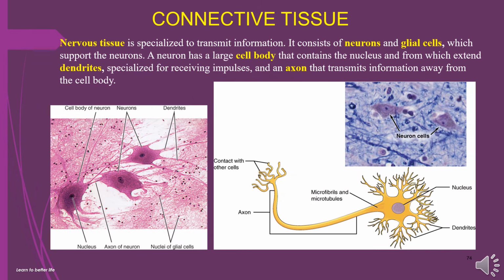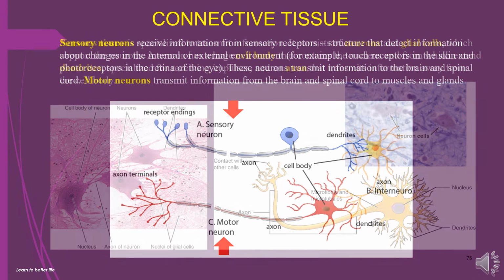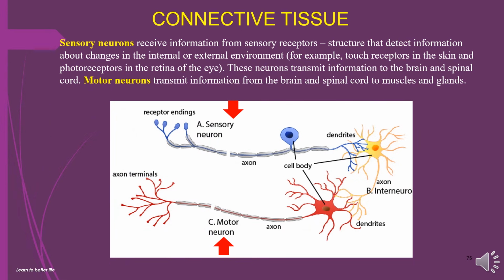Nervous tissue is specialized to transmit information. It consists of neurons and glial cells, which support the neurons. A neuron has a large cell body that contains the nucleus and from which extend dendrites, specialized for receiving impulses, and an axon that transmits information away from the cell body. Sensory neurons receive information from sensory receptors, structures that detect information about changes in the internal or external environment, for example, touch receptors in the skin and photoreceptors in the retina of the eye. These neurons transmit information to the brain and spinal cord. Motor neurons transmit information from the brain and spinal cord to muscles and glands.